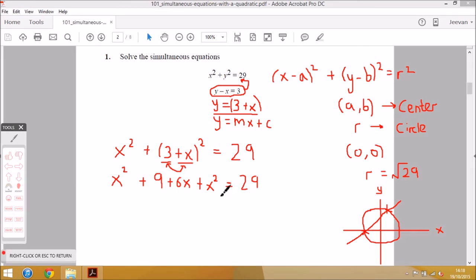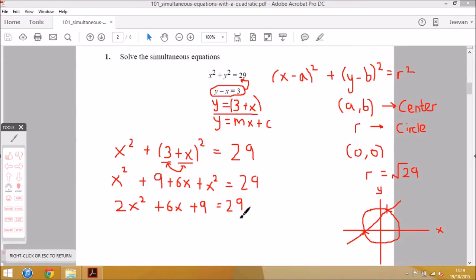Okay, so let's proceed to simplify it. We've got x squared and another x squared, so we have 2x squared, and we have a plus 6x. I'm just concentrating on the left hand side here, simplifying everything. The 9 is just going to be 9, so we've got a plus 9 here, and that's all equal to 29. Okay, as you can see, a quadratic equation arises.